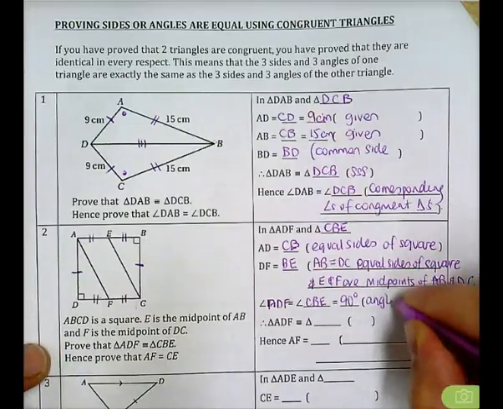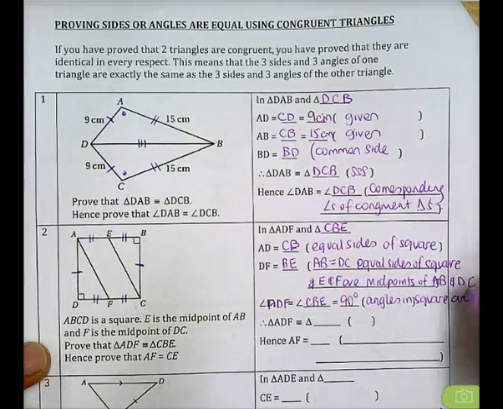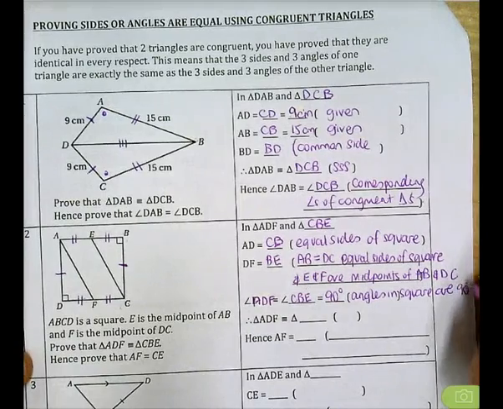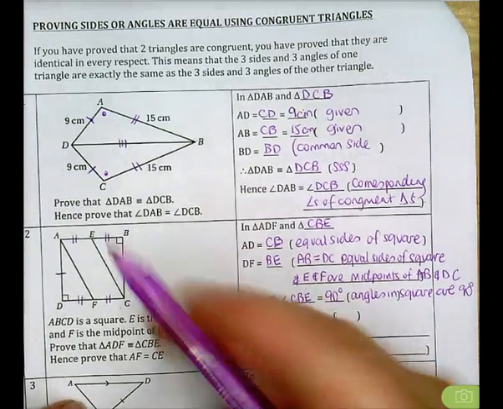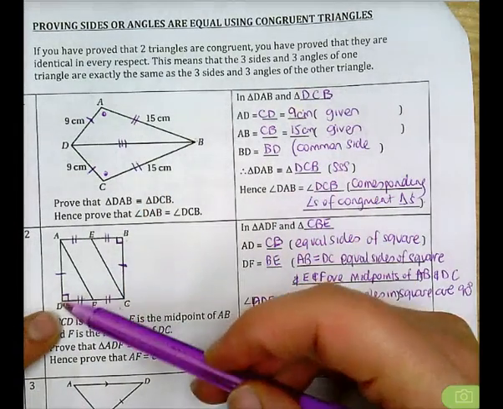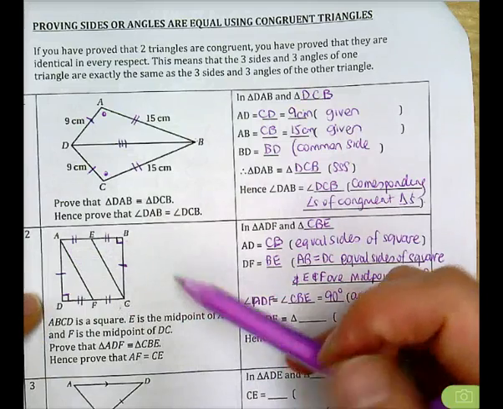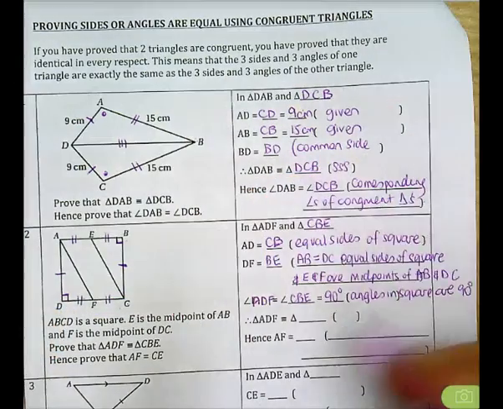So we can say angles in a square are 90 degrees, or you could have put given there because the symbols are indicated on the diagram. Okay, now just because we've got a right angle here doesn't make it RHS. We do appear to have side, angle, side: two sides and the included angle.